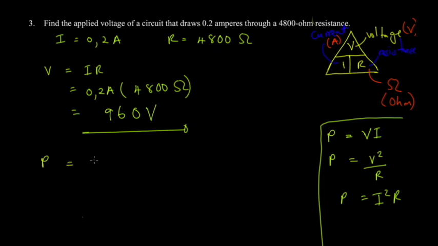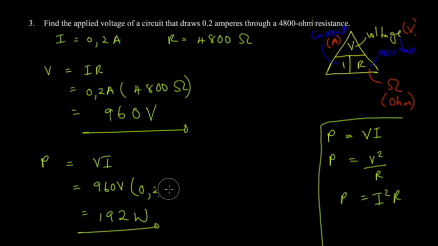And if you're asked to calculate the power now, you'd say power is equal to, you start with your basic formula that I told you, VI, like this. But then you don't have V. If you want, you can use this V that you just calculated. So let's actually use that. It's 960 volts multiplied by the current, which is 0.2. So 960 multiplied by 0.2, you'd get 192 watts. Here I was supposed to put the unit as watts, not amps.